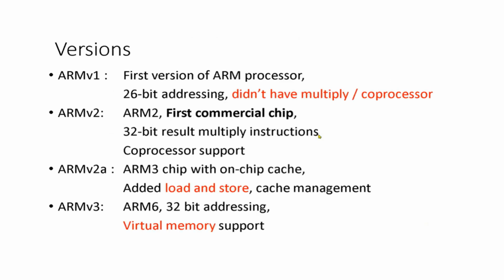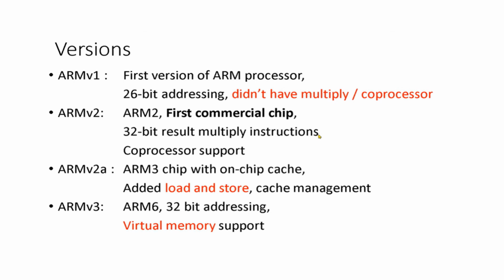So now we can see the versions. ARM V1, that is version 1, the first version, has 26-bit addressing. It doesn't have any multiply or coprocessor. V2 is the first commercial chip. It has 32-bit result multiplying instructions, and it has coprocessor support.